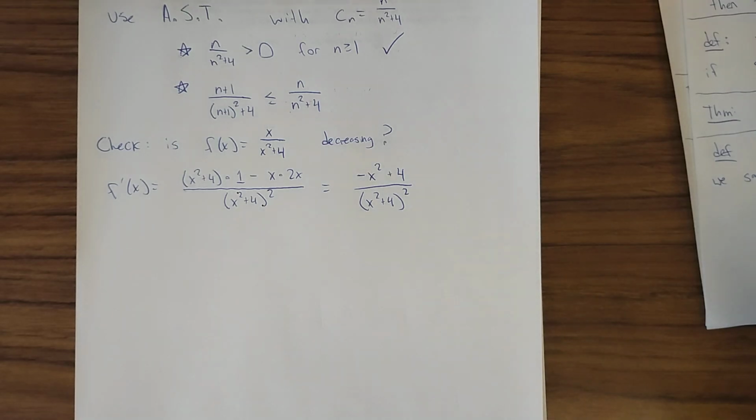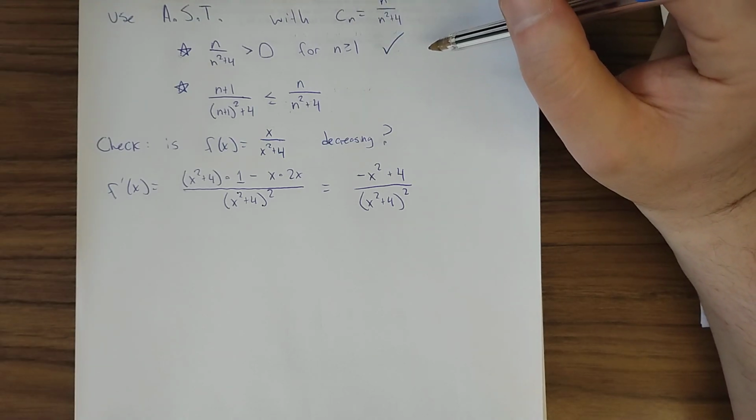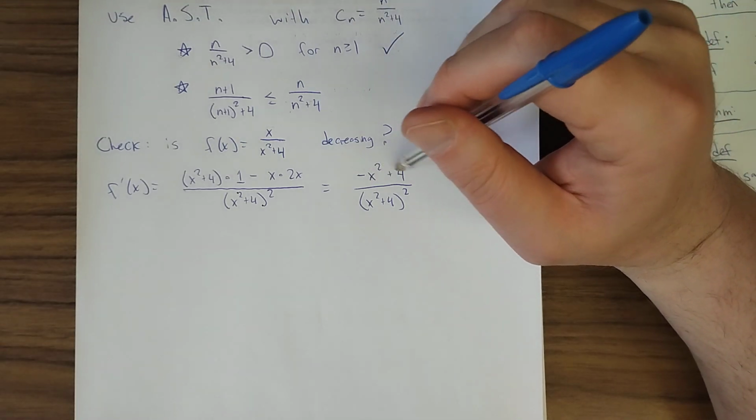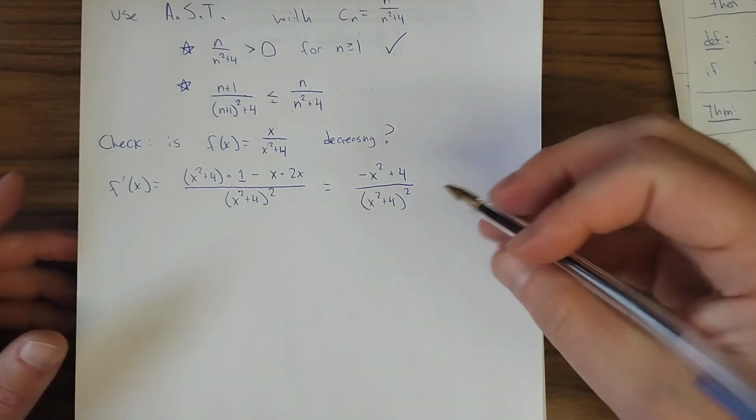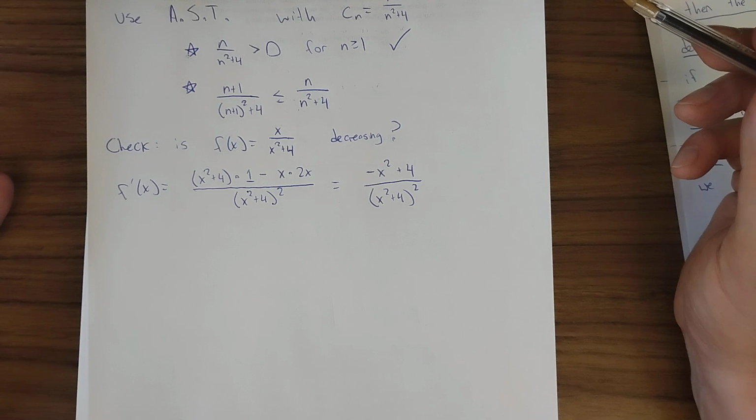And I'm hoping that this is decreasing, of course. I want to put a check mark here, but I'm not just going to do it without actually checking. So I'm hoping that this is decreasing. I'll be able to tell that it's decreasing if the derivative is negative.